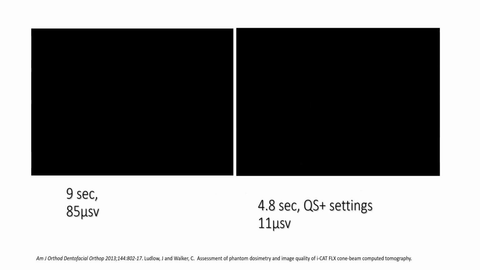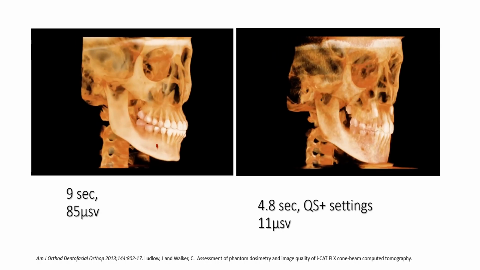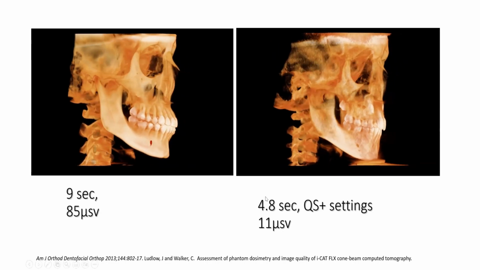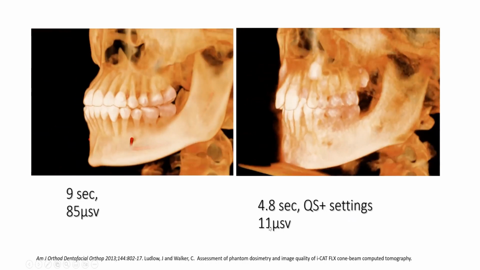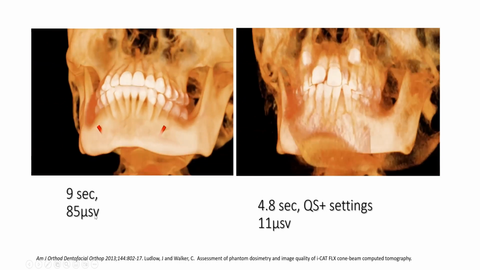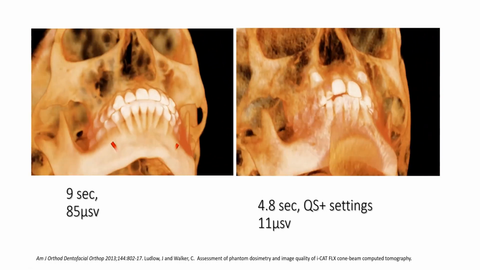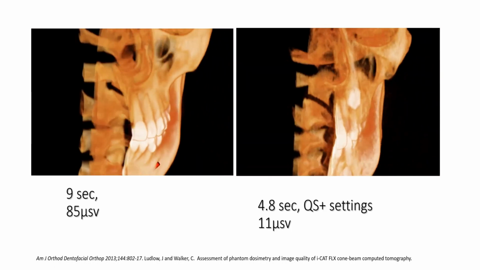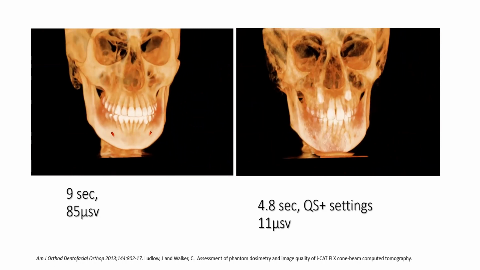So iCat was able to engineer low dose, okay, at 4.8 seconds. You have to use the QS plus settings at 11 microsieverts of exposure compared to the 85 microsieverts at 9 seconds, okay? Clearly, there's a difference in clarity, right? Obviously, there is a sacrifice in the image quality, right?